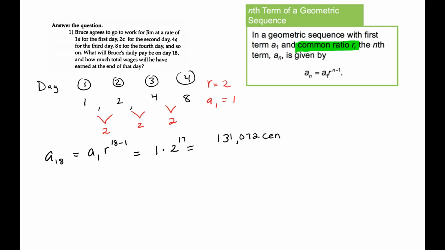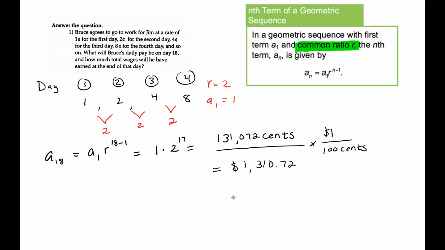131,072 cents. Well, what's the conversion? $1 is 100 cents. So you multiply, or in this case, really divide, because times 1 is not going to make a difference. And you get that he is going to make, this is not bad, $1,310.72 on the 18th day. So not terribly bad. All right.